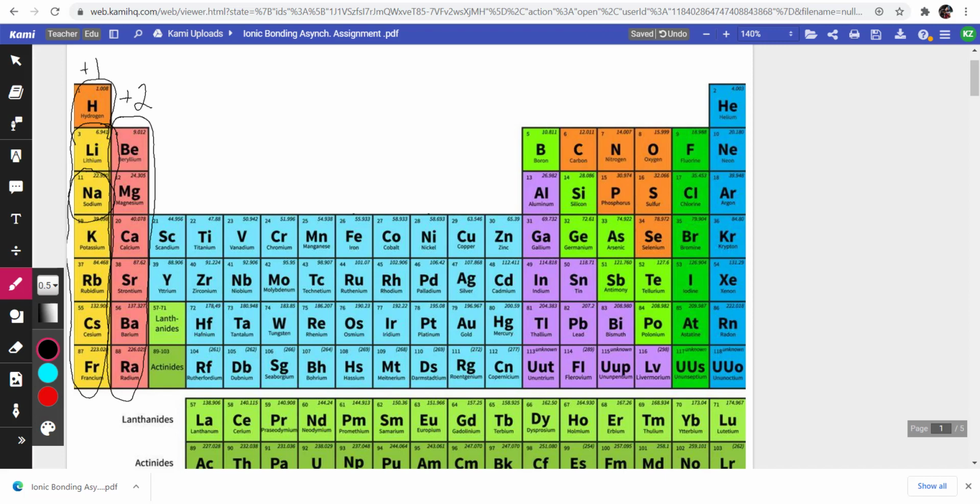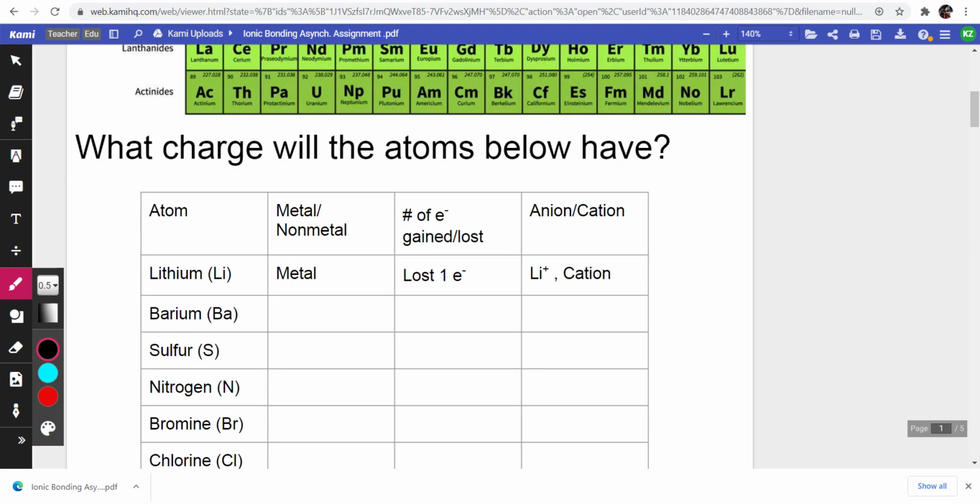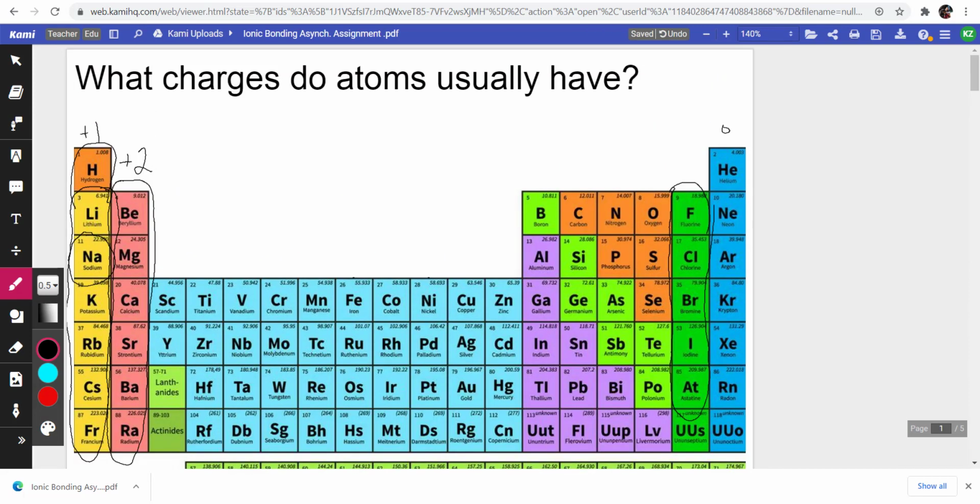And then going to the other side of the periodic table, I look at my group all the way on the far right. This is considered my noble gases. These are very stable and they are going to have a charge of 0. The group next to them, my halogens, are going to have a charge of -1. The group next to them is going to have a charge of -2, and the group after that typically has a charge of -3.